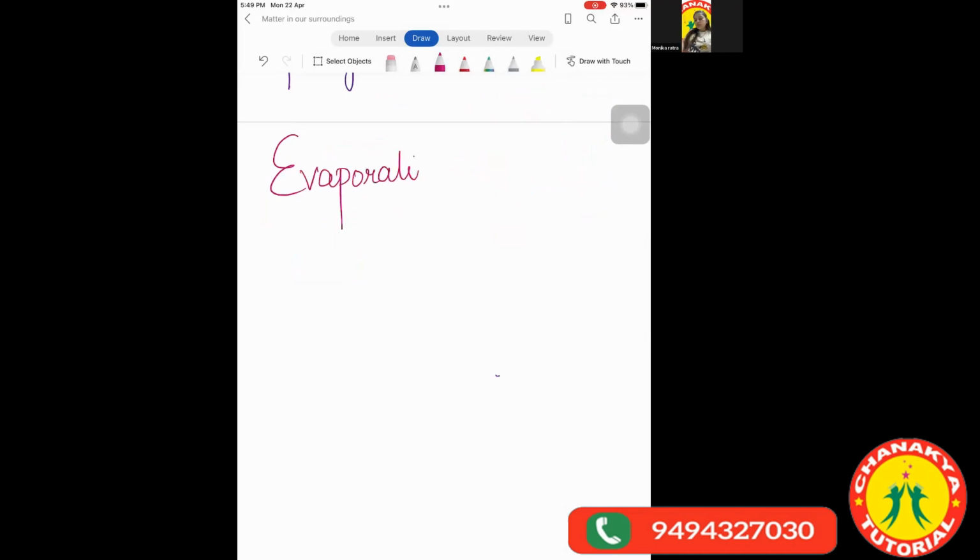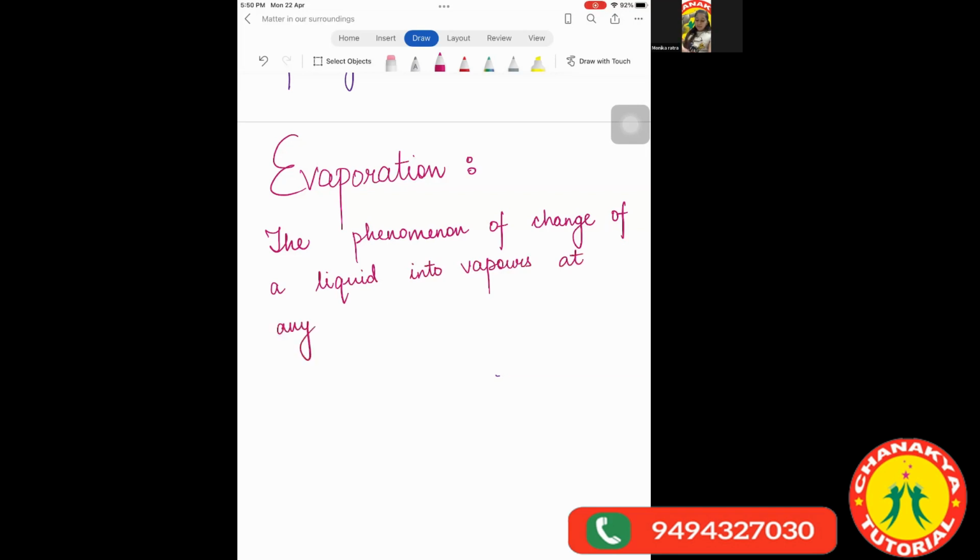So children, the definition is very much similar to vaporization, but actually the process of evaporation is very different from the process of boiling or vaporization. So what is evaporation? It is the phenomenon of change of a liquid into vapors. Now the important thing to be noted: at any temperature below the boiling point. Below the boiling point. That is the most important thing to be noted.